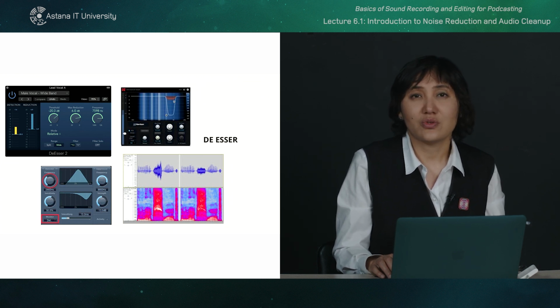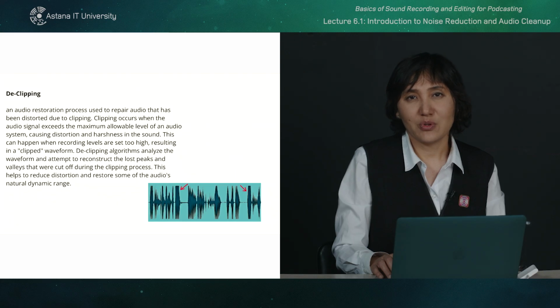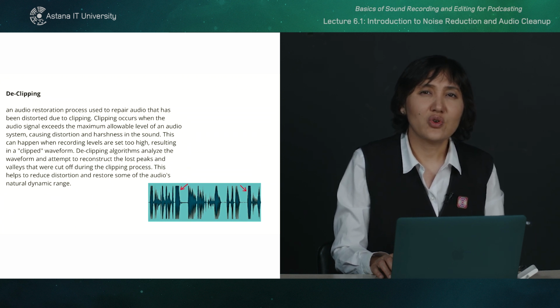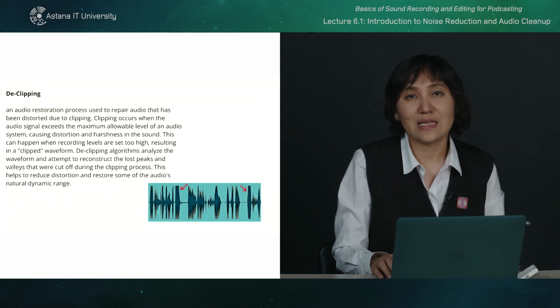Declipping is an audio restoration process used to repair audio that has been distorted due to clipping. Clipping occurs when the audio signal exceeds the maximum allowable level of an audio system, causing distortion and harshness in the sound. This can happen when recording levels are set too high, resulting in a clipped waveform. Declipping algorithms analyze the waveform and attempt to reconstruct the lost peaks and valleys that were cut off during the clipping process. This helps to reduce distortion and restore some of the audio's natural dynamic range.